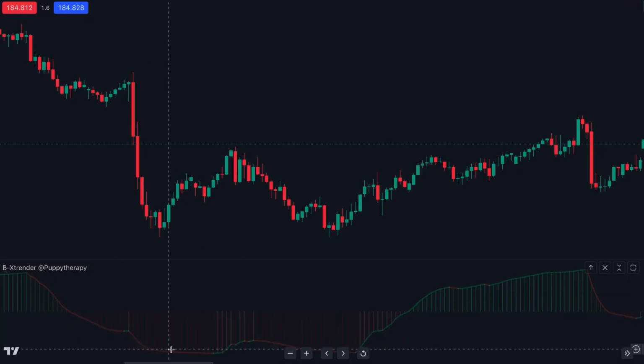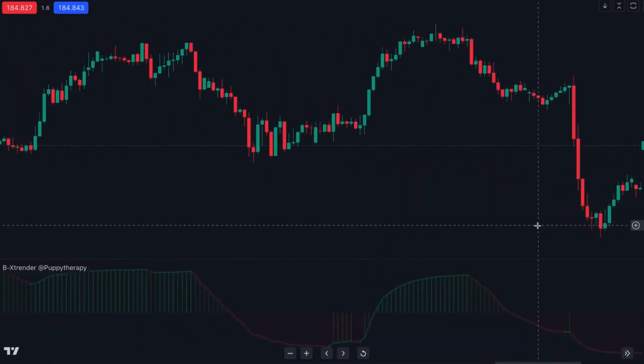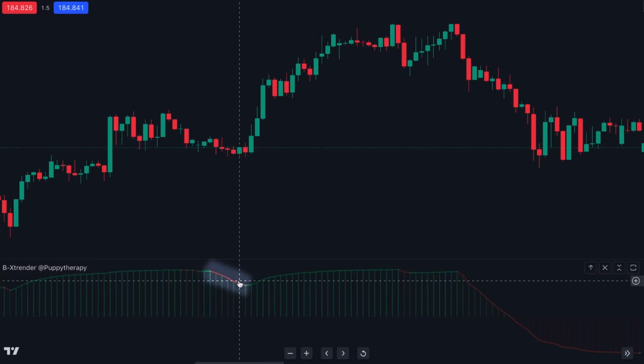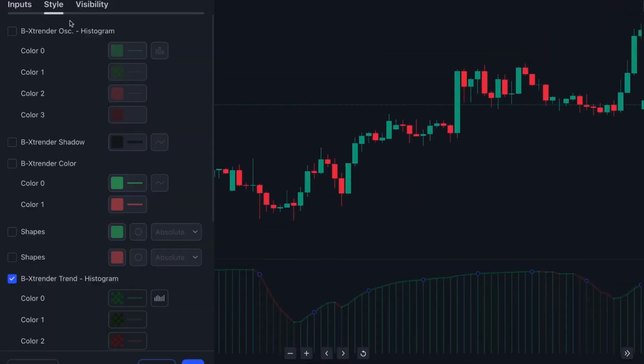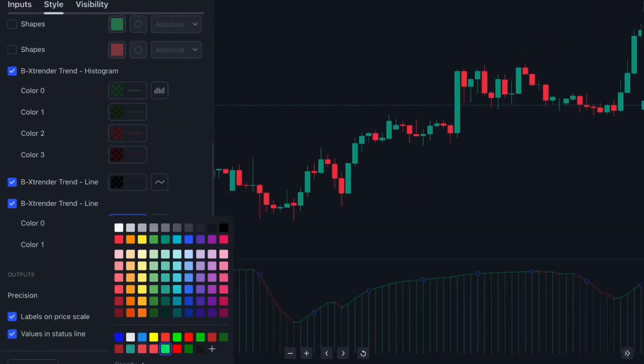This aspect of the indicator will be used to determine the direction we will be taking trades in at any given time. If I zoom in on the oscillator, and if you look above the histogram, you can see that there is a line there that plots either red or green to indicate if the trend is in a retracement or if the trend is strong. If we go back into the settings, we can increase the brightness of these lines to see this more clearly.